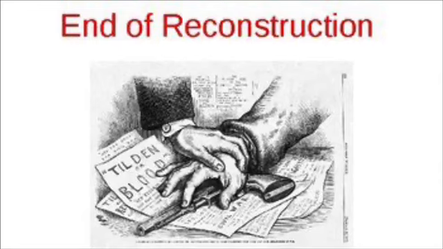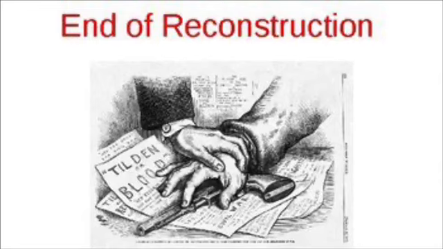The event that marked the end of Reconstruction was the Compromise of 1876. In the election of 1876, there wasn't a clear winner between the Democratic and the Republican candidate. So they decided that the Republican candidate, Rutherford B. Hayes, would win. In exchange for that, the Democrats would have control over the South. The federal troops in the South would be pulled out, and money would be given so the ports and the railroads would be fixed. And this compromise is what ended Reconstruction.